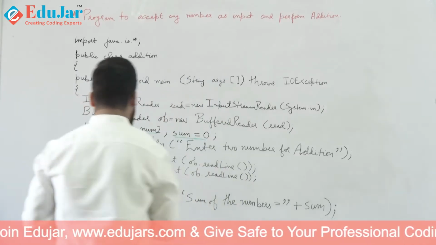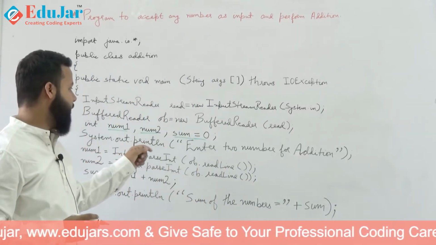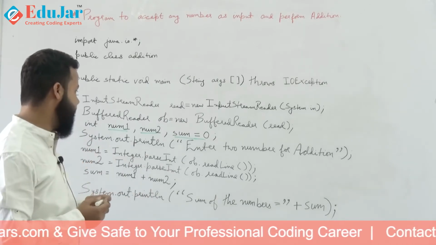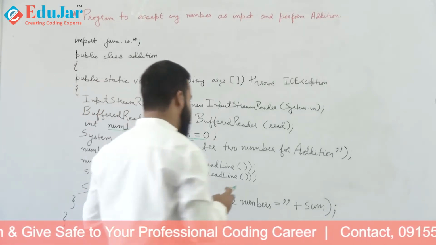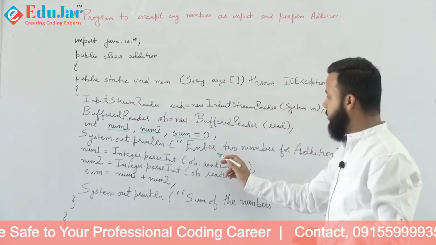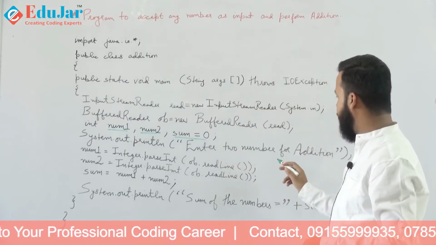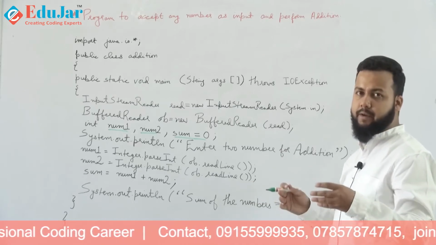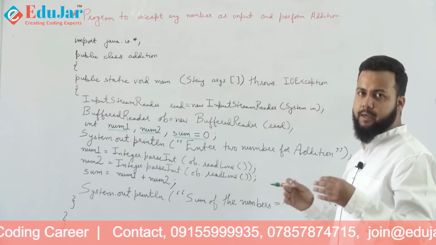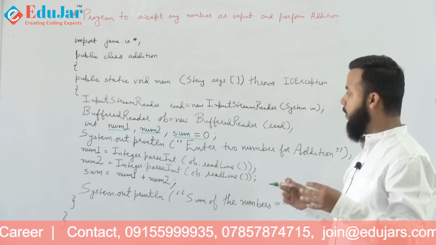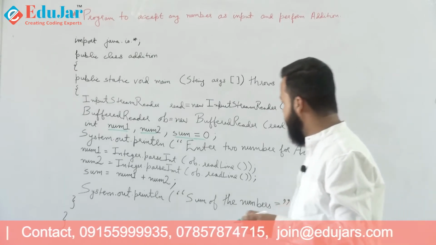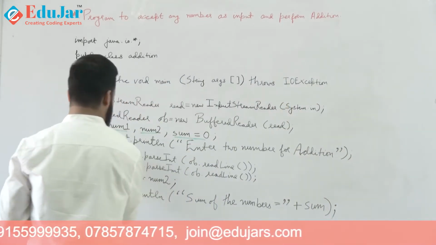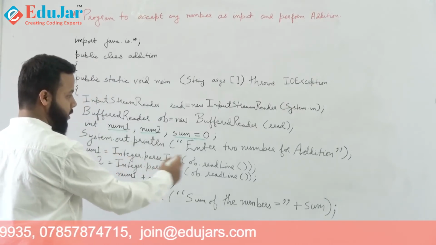You can see over here I have given a System.out.println command. This command is used to show the message out over here. You can see I have written "Enter two numbers for addition." That means I have given an instruction to the user to enter two numbers which the user wants to get calculated, which the user wants to get added.